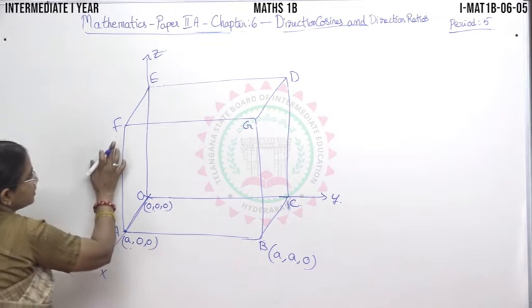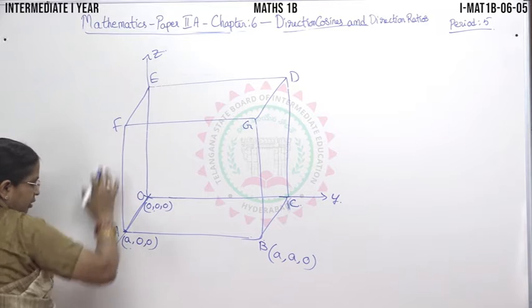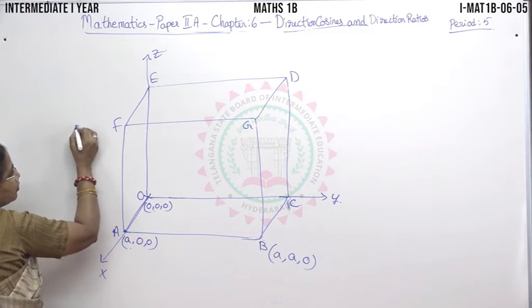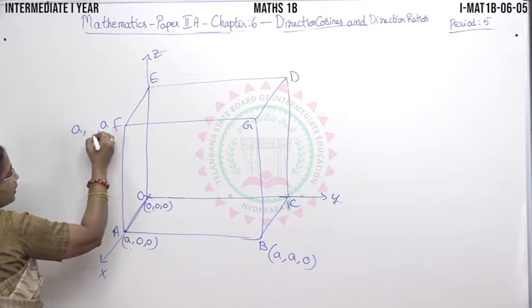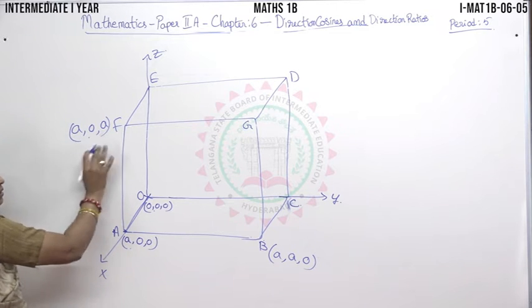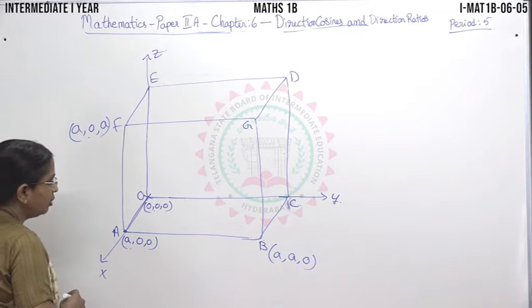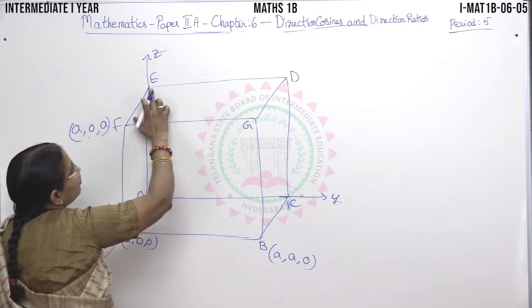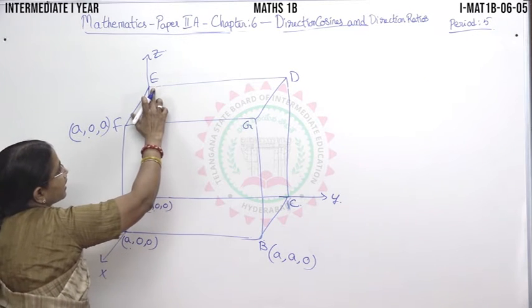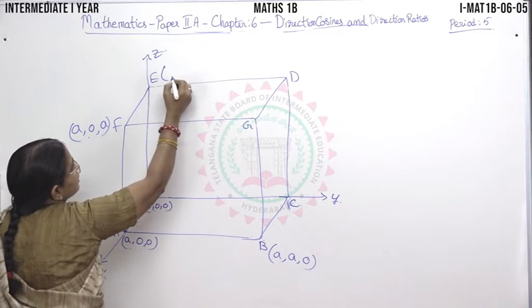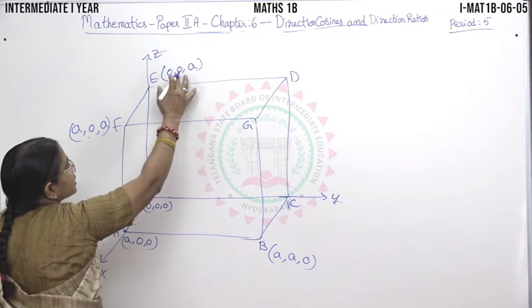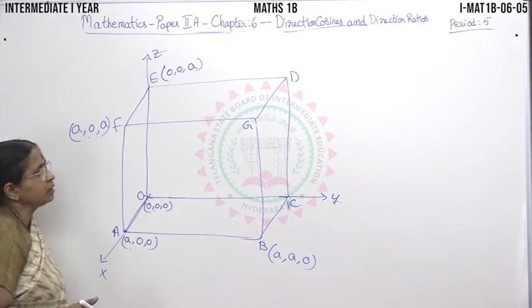Now where is this point F? This point F is on the XZ plane. So X will be there and Z will be there. Y coordinate will be 0. So like this we write the coordinates of all the 8 vertices. Now where is this point? It is on the Z axis. On the Z axis, Z coordinate will be there, X and Y are zeros. So this is E.